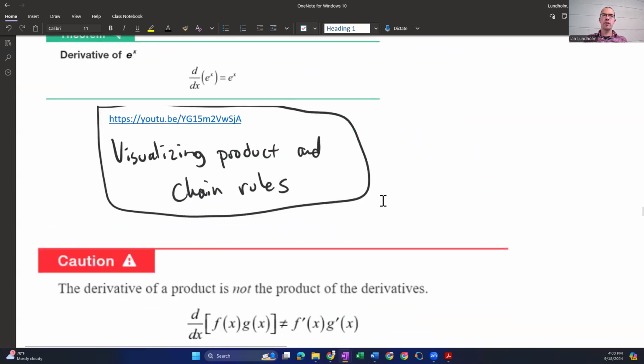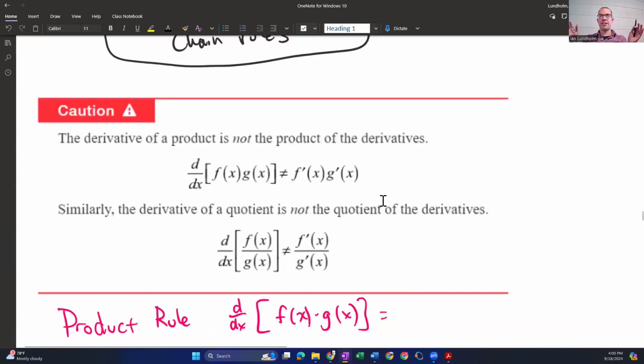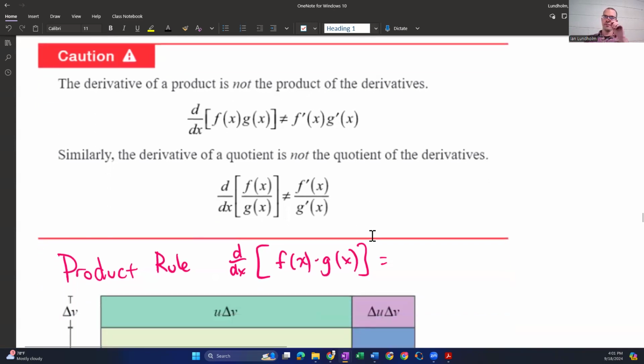But the product rule is not as simple as taking the derivative of the product of two functions being the derivative of the first one times the derivative of the second one. It's more complicated than that. Same thing with a quotient. It does not work this nicely. It's more complicated than this.